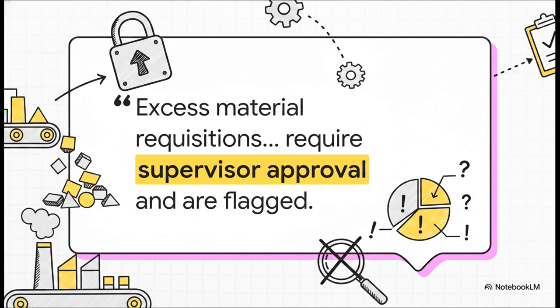So here's an insider tip, a real watch-out moment. All excess material requisitions that go above the bill of materials standard quantity require supervisor approval, and they are immediately flagged as material usage variances. Think about it. If a worker messes up and needs more material, they can't just quietly sneak over and grab it from the warehouse. Nope. It triggers a strict approval process, which instantly flags the inefficiency so management knows exactly where the money is leaking.